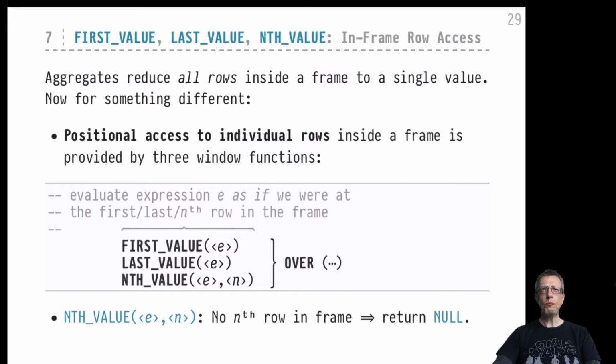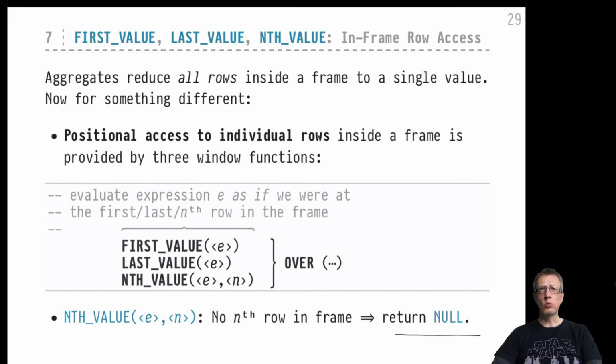Okay. So let's see. Of course, there's restrictions again. So we may not reach outside the current frame using these functions. This is of course completely impossible for first and last value. They are of course bound to the frame boundaries. But with nth value, we could imagine reaching for the nth row in a frame that only has n-1 rows. Excuse me. And this is of course impossible. In this case, we will get a null value returned. So accesses outside the current frame will lead to null values.